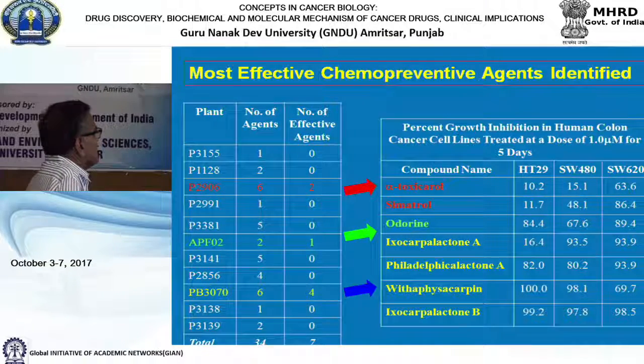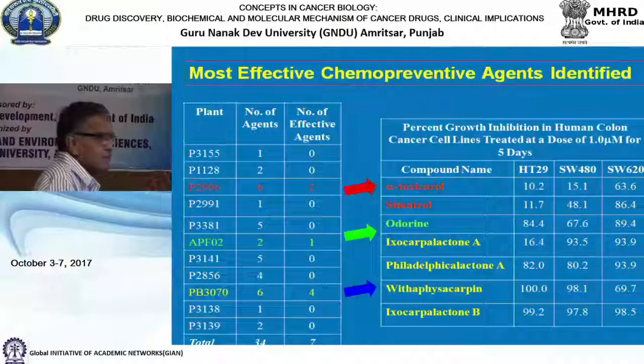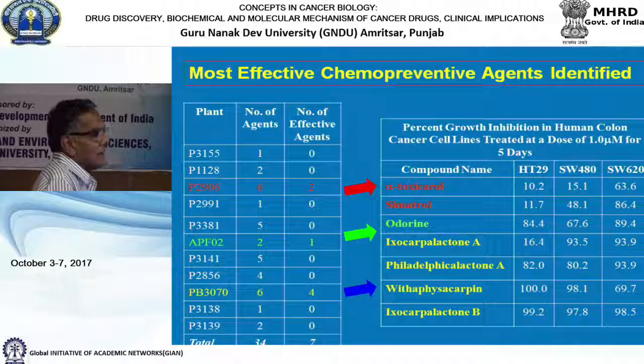So this ixacarpolecton, we saw that it was very active. These are the colon cancer cell lines, and it showed activity in those. Once it shows activity in one of these cell types, then we take it further, and it becomes a targeted compound for colon cancer. And then it goes forward.